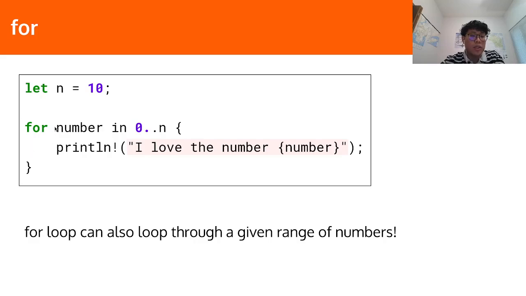And this is similar to C and C++, where you have for int i equals 0 and then int i smaller than n.